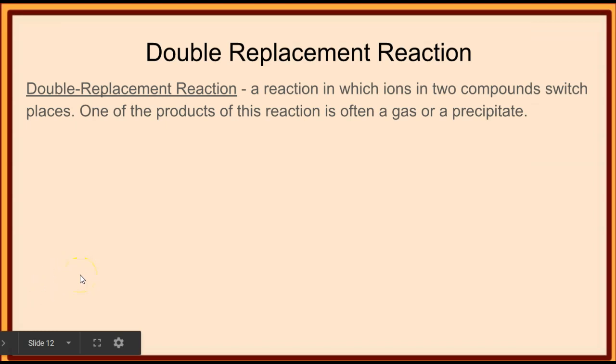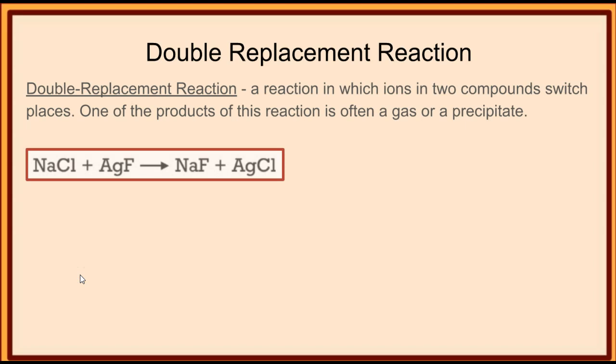The next type of reaction is called a double replacement reaction. A double replacement reaction is a reaction in which ions in 2 compounds switch places. One of the products of this reaction is often a gas or a precipitate. For example, sodium chloride plus silver fluoride will form sodium fluoride plus silver chloride.